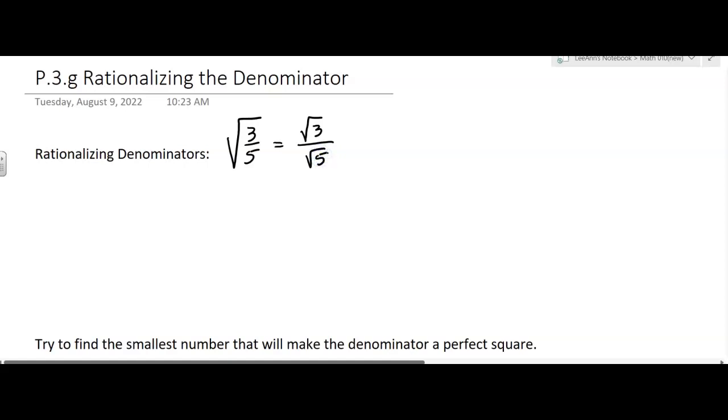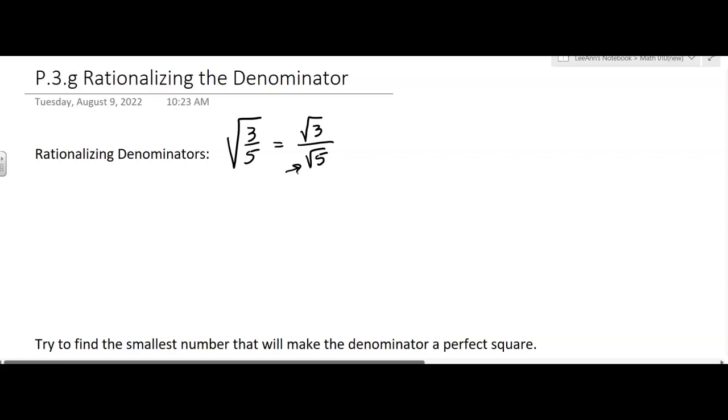And that's true. The problem is we don't know the square root of 5. It's not a perfect square. And so we can't have a radical sign or a square root sign in the denominator. So we have to get that denominator not to be an irrational number, but a rational number. That's why we say we're rationalizing the denominator.